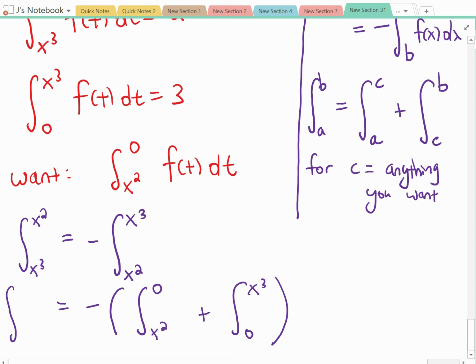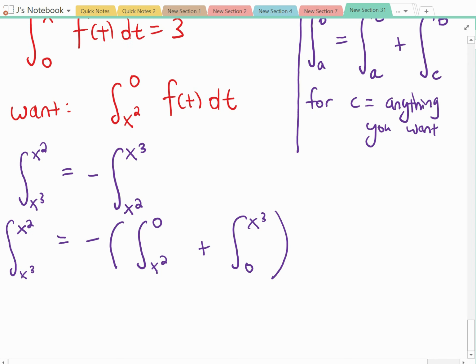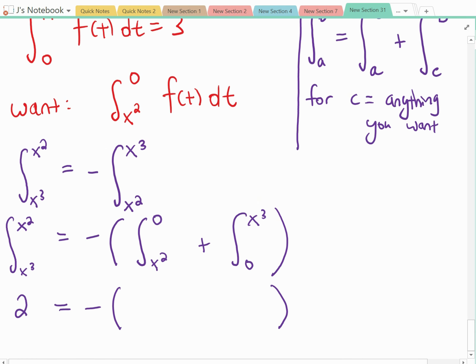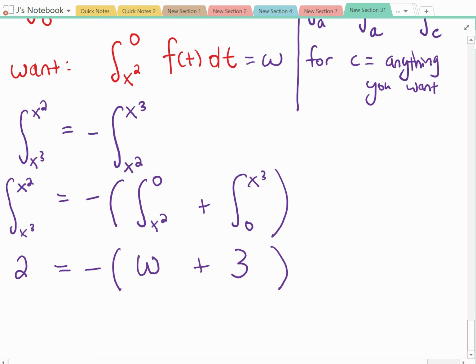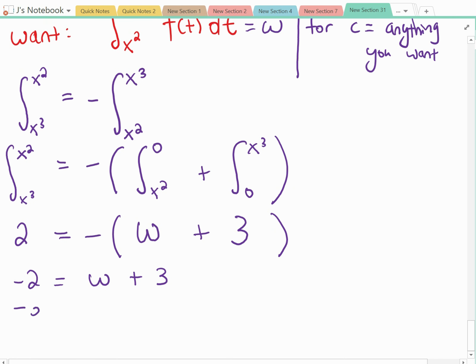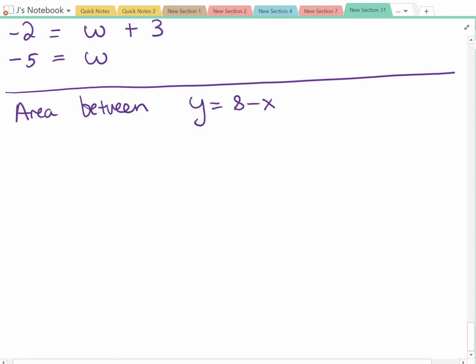On the left hand side, we still have the integral from x cubed to x squared. Questions up to here? Here is 2 equals negative bracket, integral from 0 to x cubed is 3. And what we want, I'll call w. Multiply both sides by negative 1. We'll have negative 2 is equal to what we want plus 3. And then subtract 3 from both sides, so negative 5 equals what we want. Y equals x squared. X equals negative 3, and x is equal to positive 3.